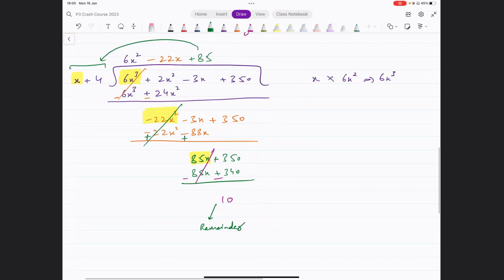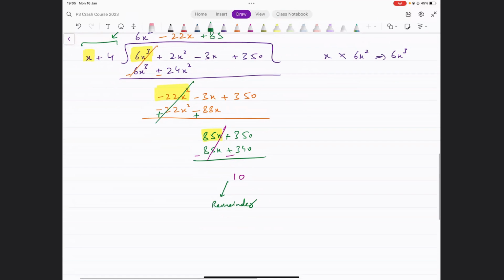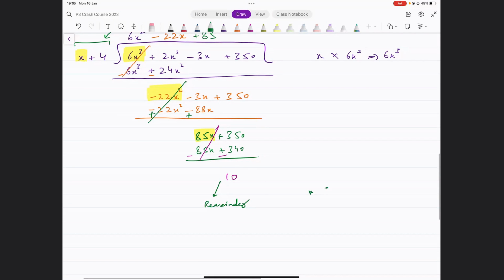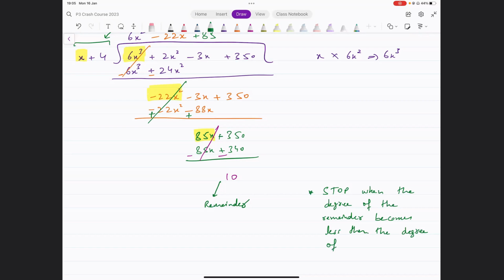So you keep going on with the process until, let me actually write this here. You're going to stop when the degree of the remainder becomes less than the degree of the divisor.